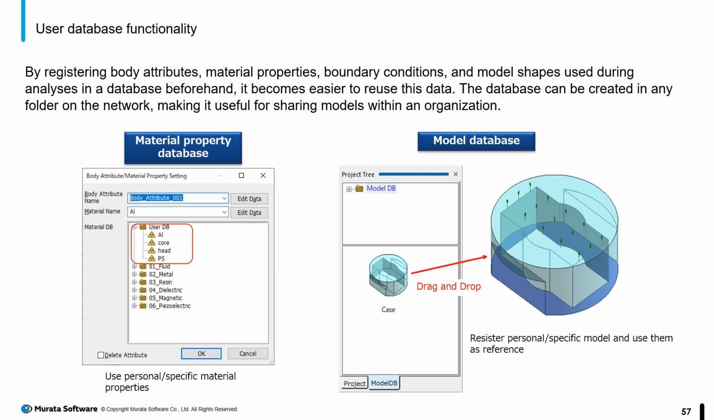Next, let's discuss the user database feature. By registering body attributes, material properties, boundary conditions, and model shapes used during analyses in a database beforehand, it becomes easier to reuse this data. The database can be created in any folder on the network, making it useful for sharing models within an organization.